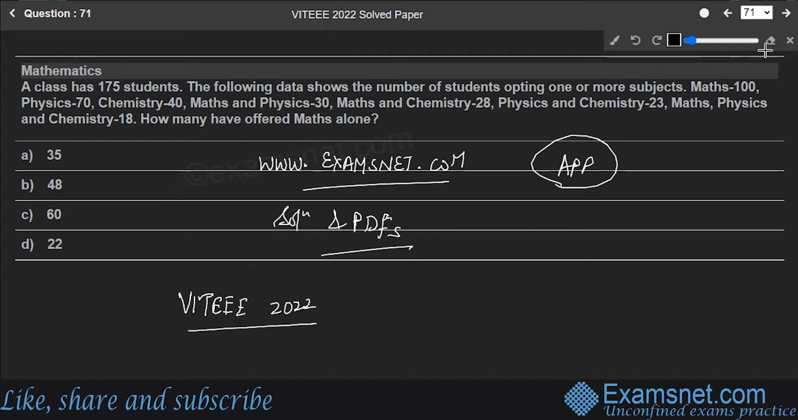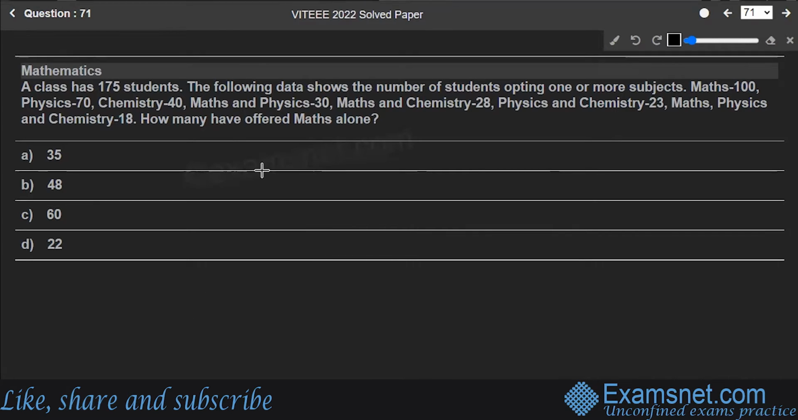Here we go with question number 1. First question, mathematics. It says a class has 175 students. The following data shows the number of students opting for one or more subjects: maths, physics, chemistry, maths and physics, maths and chemistry, physics and chemistry, maths, physics and chemistry. All three are opted by 18 students. How many have offered math alone?